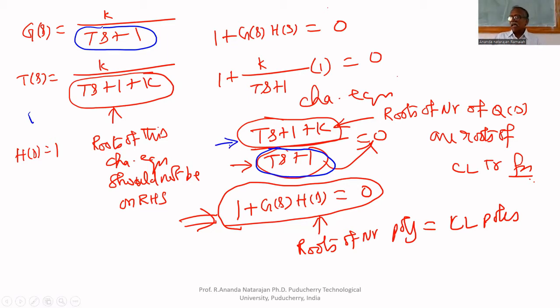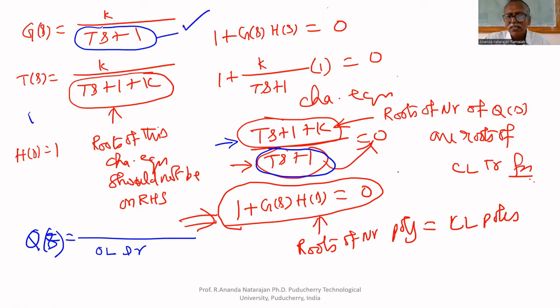So I can say that Q of S equals open loop denominator in the denominator. Can I write like that? Because the open loop denominator of this and this are the same. In 1 plus G of S H of S, the open loop denominator and the G of S denominator are the same. So the denominator is the open loop denominator. But the numerator is what? The closed loop denominator. Can I say like that?